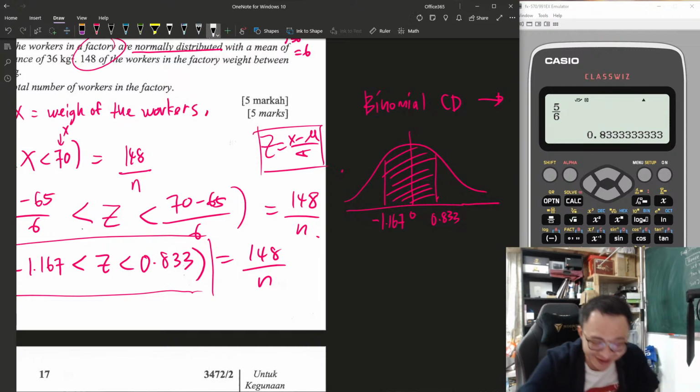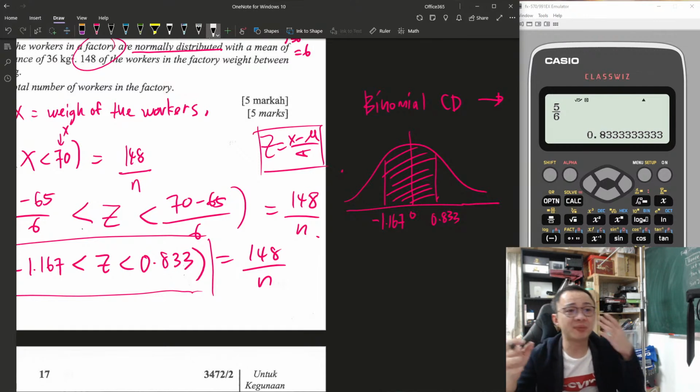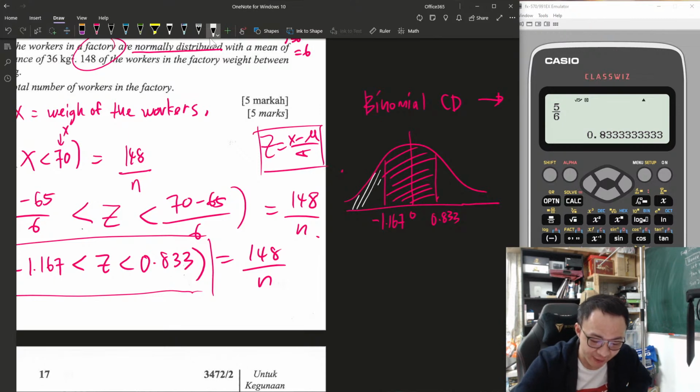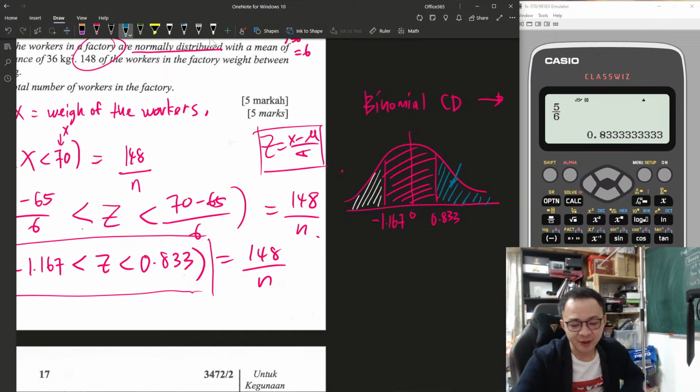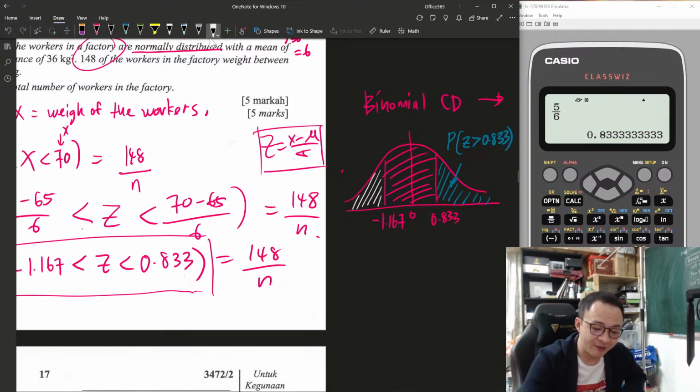Never mind. Okay, so we know the whole bell-shaped diagram, the whole area, will be 1. I need to minus this area, and then I need to minus this area. How are we going to call this area? Because that line itself is 0.833, here I call Z is bigger than 0.833. And for this area, Z will be less than negative 1.167.